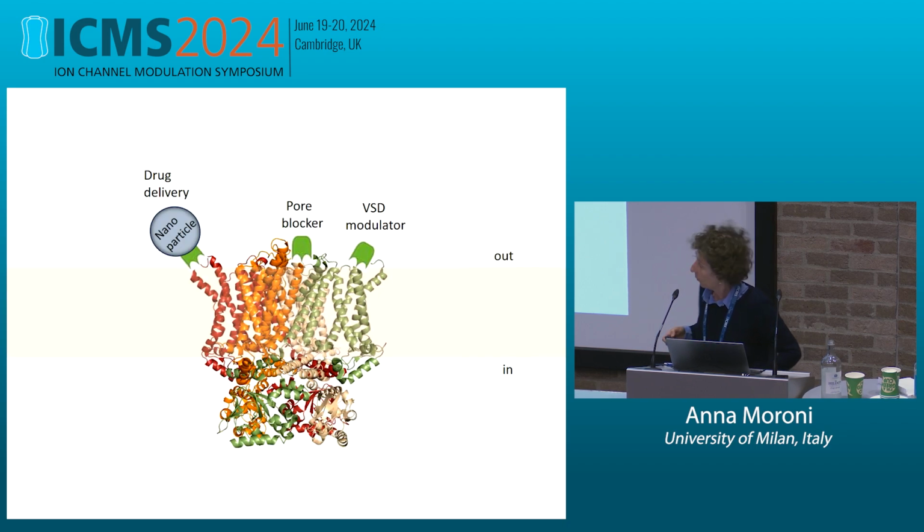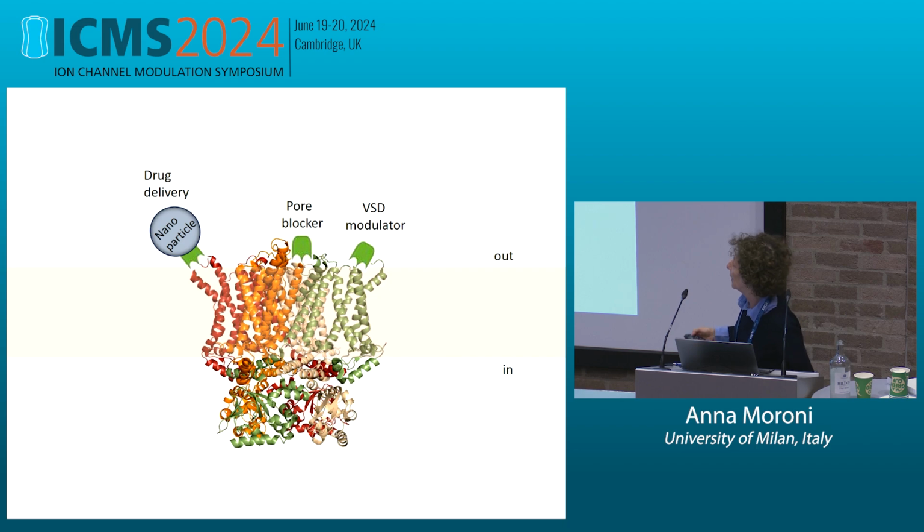We think that obtaining a subtype-specific nanobody would be useful, for instance, to block the pore or to modulate the voltage sensor, but also, even if they don't have a functional effect on the channel, they can be used to deliver nanoparticles specifically to the channel. And in this regard, I want to mention that there are no antibodies available for HCN that target the protein from the extracellular side, because they mostly are raised against the cytosolic side of the protein.